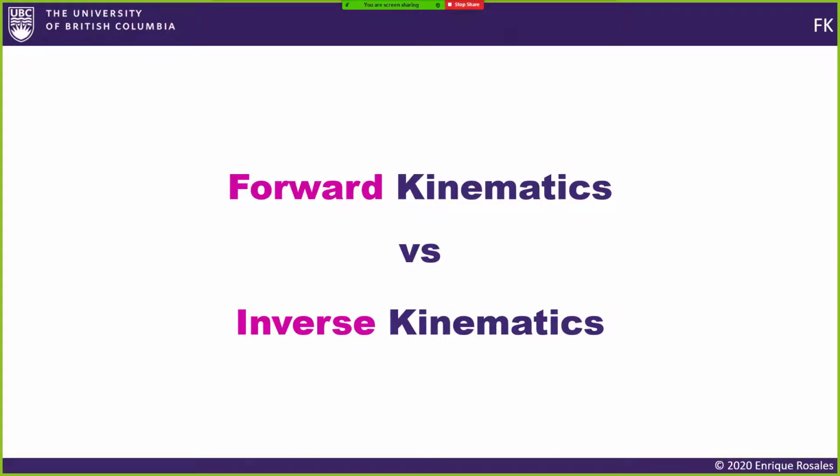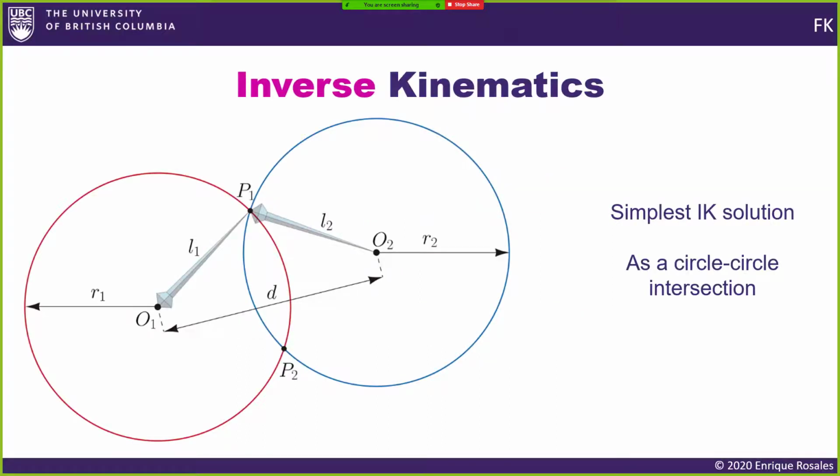Okay, so the simplest IK solution, the simplest way to see this problem, is basically as a geometric problem. Let's imagine that this is our kinematic chain. So this is link 1 and link 2. Imagine again that this is the robot's arm, or the finger or whatever, and this is the origin of your kinematic chain.